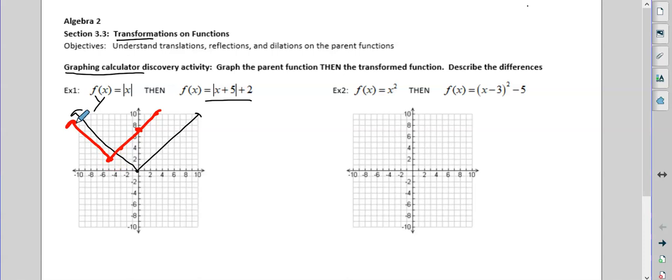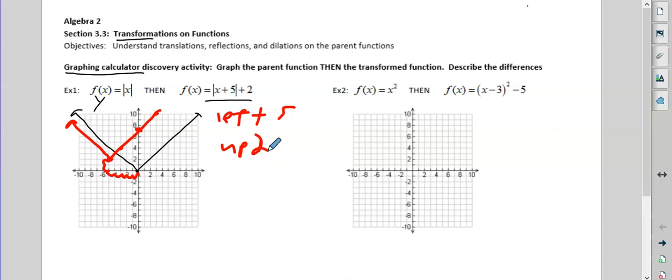So what did it do? It moved left 1, 2, 3, 4, 5. Every point, I'm starting at the vertex. So it moved left 5, and it went up 1, 2. You can choose any point. The vertex is just the easiest one right there.